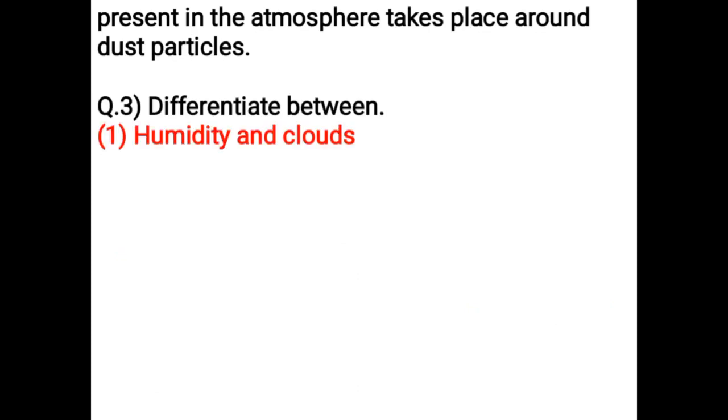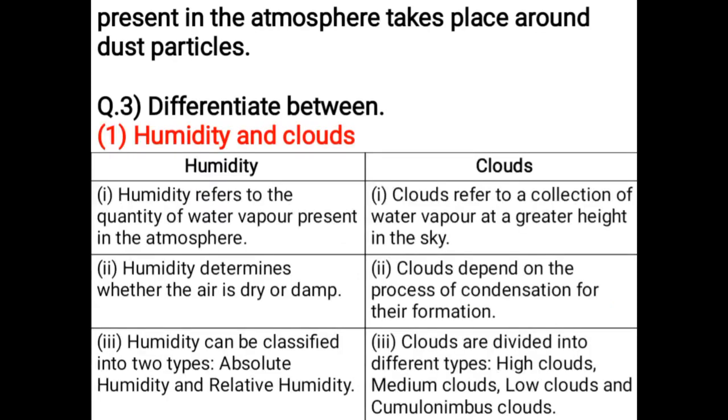Differentiate between humidity and clouds. Humidity refers to the quantity of water vapor present in the atmosphere. Clouds refer to a collection of water vapor at a greater height in the sky. Humidity determines whether the air is dry or damp. Clouds depend on the process of condensation for their formation.